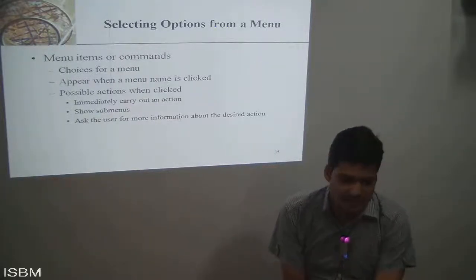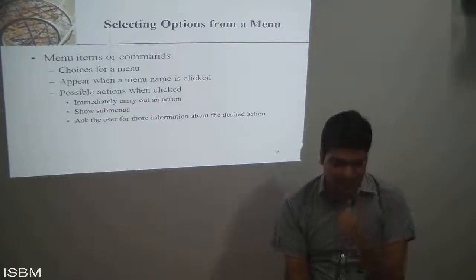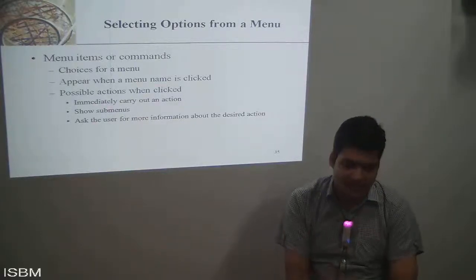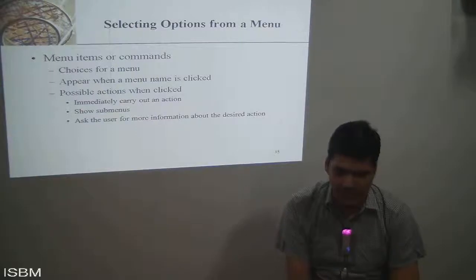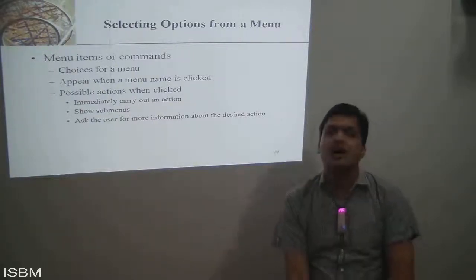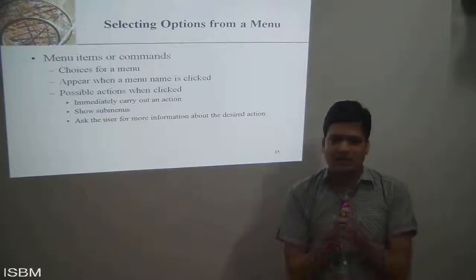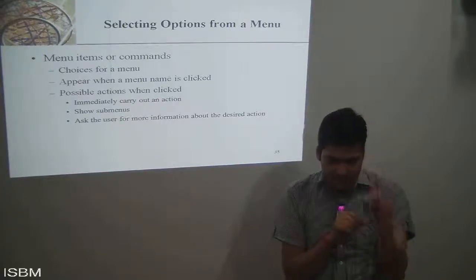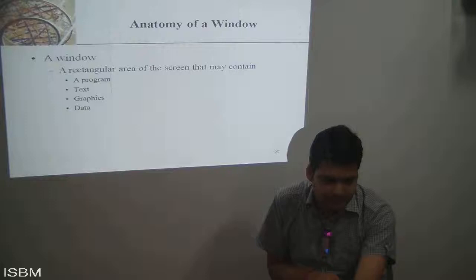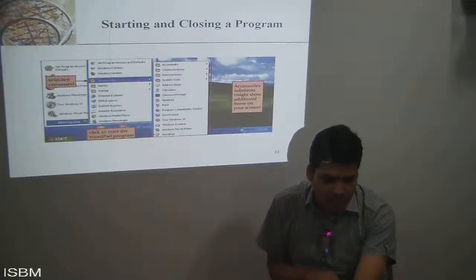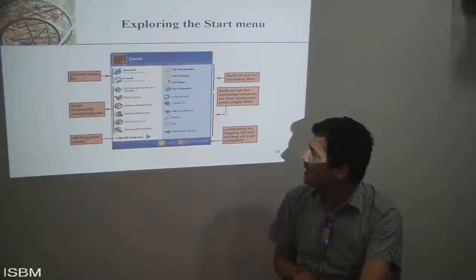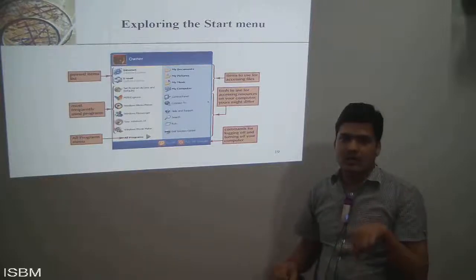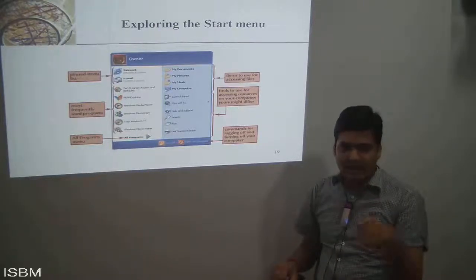Then menu items or commands. These are choices for the menu, which appear when the menu is clicked. Possible actions when clicked: immediately carry out an action, show submenus, or ask the user for more information about the desired action. While double clicking, it will open. There is one property again. Just like here, I have a menu bar over here, just like in My Computer. If you right click on My Computer, there is an option to make an icon on your desktop.